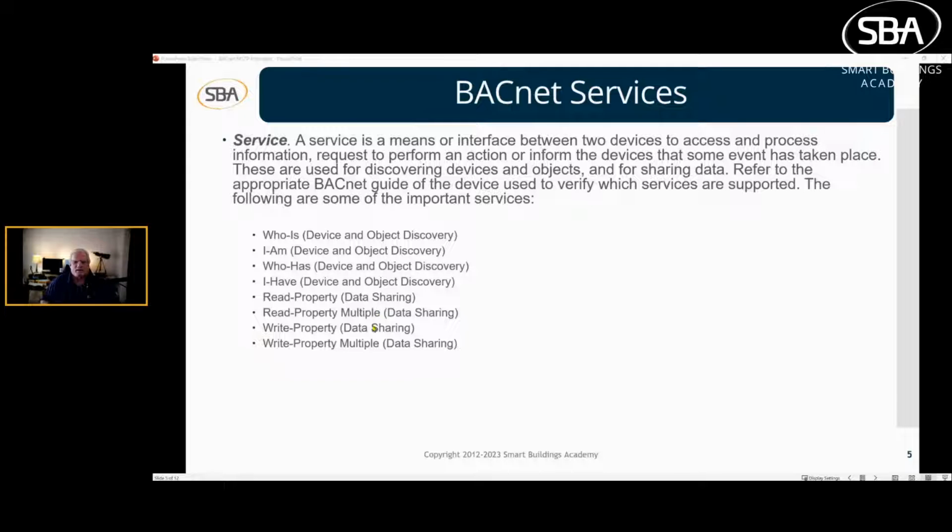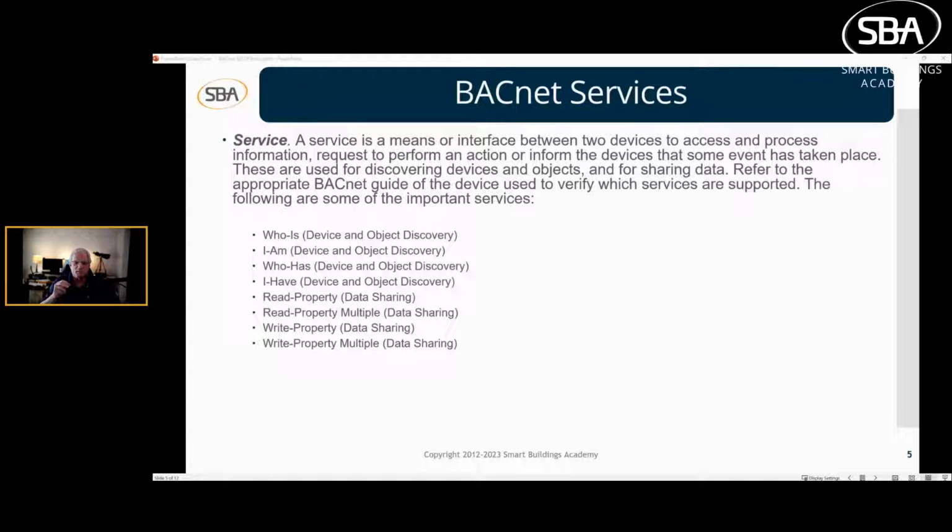Write property data sharing is similar to the read property, except now the supervisory device, or maybe another device, needs to tell another controller, put this value in your numeric. We're changing the set point for the room temperature. So that's a write property. So the supervisory device may send that command to a single controller, and that's write property data sharing.